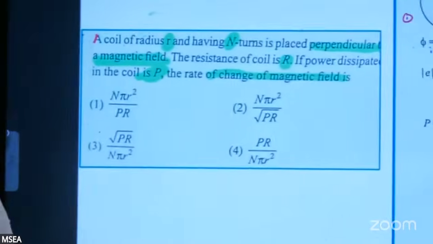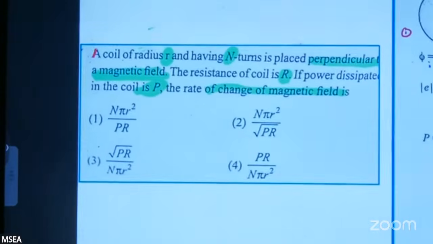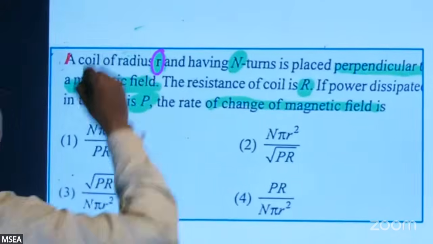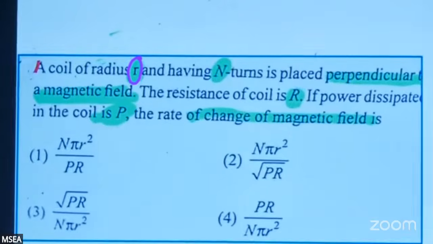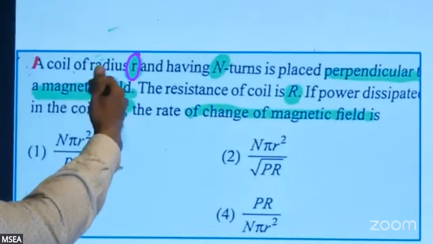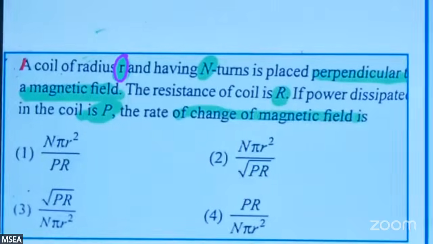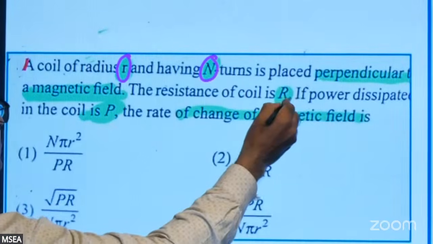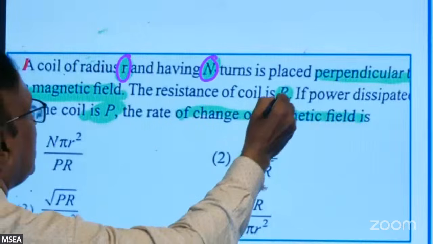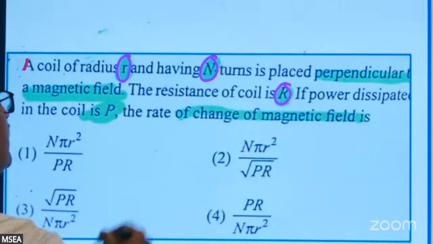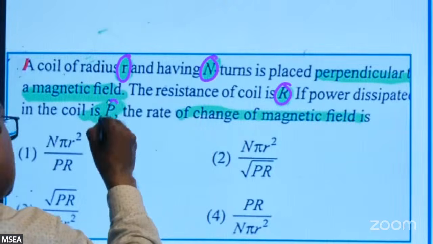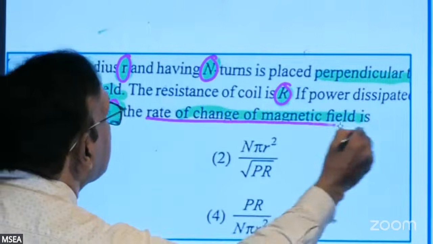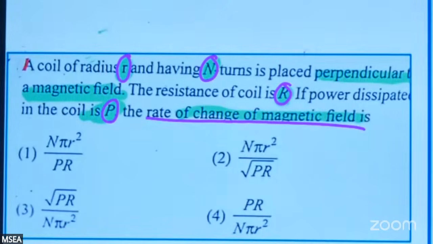My dear students, another good application of Faraday's law. A coil of radius r, it is a letter notation question. So the main letters should go to the brain directly, that I have highlighted. A coil of radius r having n number of turns is placed perpendicular to the magnetic field. Resistance of the coil is given as R. Power dissipated is given as P. I want to know what is the rate at which the magnetic field is changing.